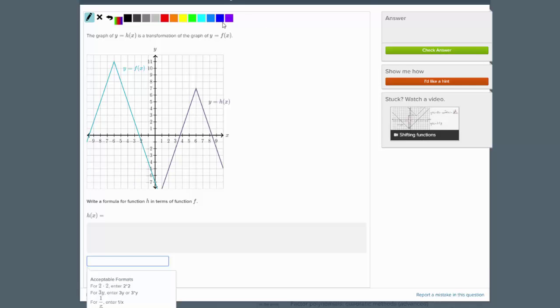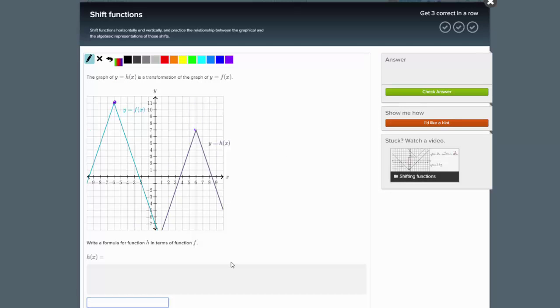Alright, I want to do one more of these and I think we're done. This is a long one. This is tough. It takes practice. Write a formula for H in terms of F. So take F, take this thing, there's my landmark, move it from here to here. Start off with F, parentheses, X, put in my shift. I shifted this right 1, 2, 3, 4, 5, 6, 7, 8, 9, 10, 11, 12. Because I shifted it right, it'll be minus 12.